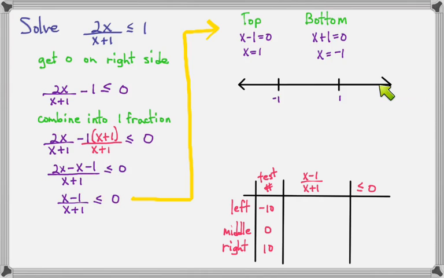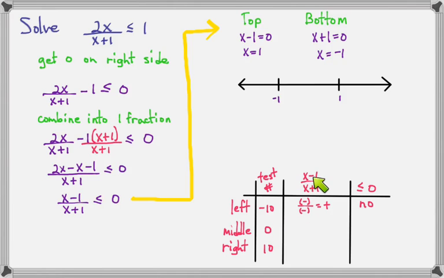Okay, now plugging negative 10 into the top, negative 10 minus 1 gives us a negative result. Negative 10 plus 1 gives us a negative result. Negative over negative makes a positive answer, and we ask, is this positive answer less than or equal to 0? The answer is no.